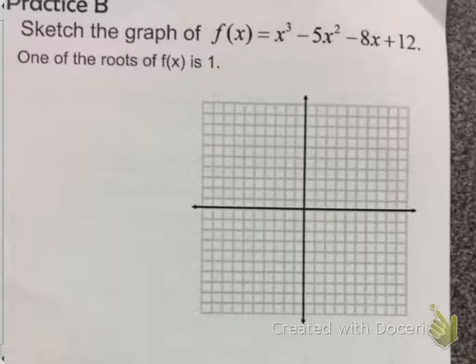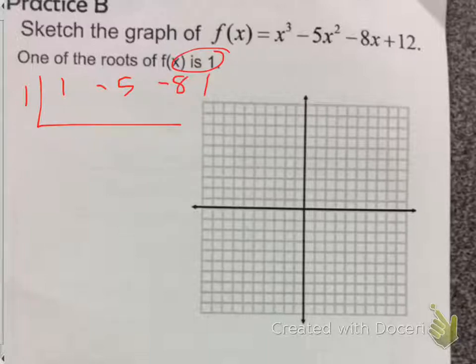All right, here's another one, same thing. They tell me here's the graph and here's one of my roots. So I'm going to put 1 over in the corner and do synthetic division. Leading coefficients are 1, negative 5, negative 8, and 12. And I'm going to drop down and do division.